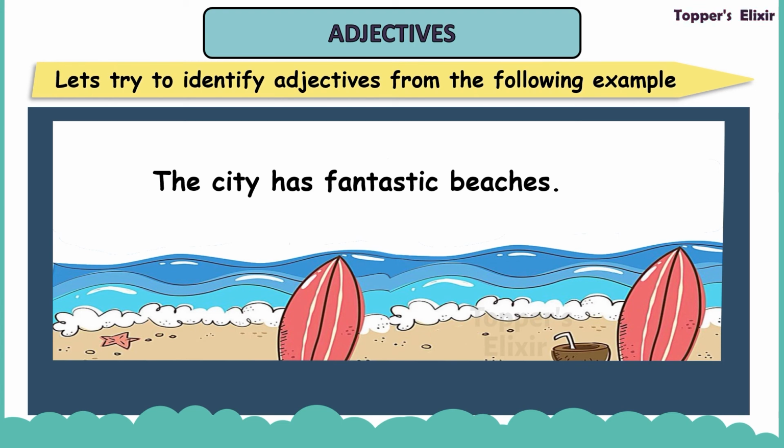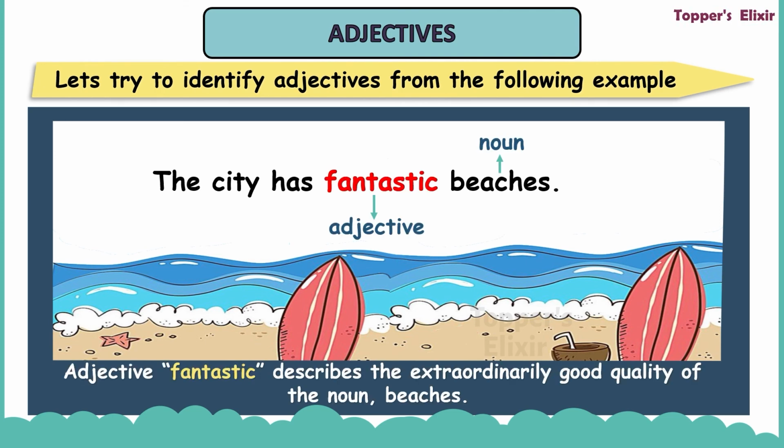See, there are some adjectives which give us factual information about the noun, like the age of the noun, the size of the noun, the color of the noun, or the shape of the noun. While there are other adjectives which provide someone's evaluation or judgment about something or somebody. When we need to describe our thoughts about something or somebody, we use adjectives like friendly, nice, beautiful, and fantastic is one such adjective. Here, the adjective fantastic describes the extraordinarily good quality of the noun beaches.